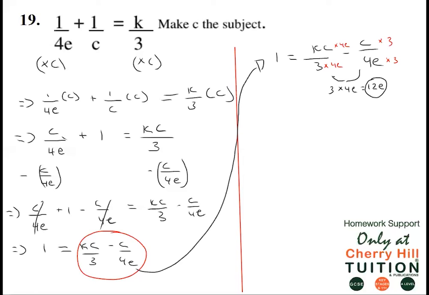This leaves us with 1 is equal to 4c multiplied by kc minus 3 multiplied by c, which is 3c, all over 3 multiplied by 4e, which gives us 12e. Okay? So we have 1 is equal to 4c multiplied by kc is 4kc squared minus 3c all over 12e.